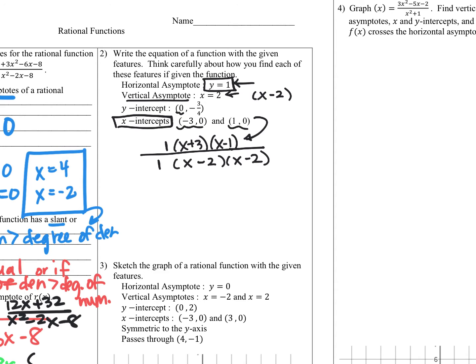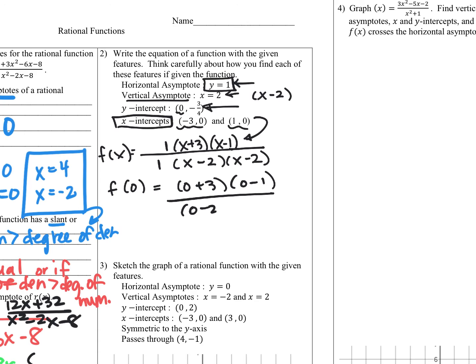And so it looks like so far this is going to be my function, but I want to check that my y-intercept does come out to be negative 3/4. Plugging in a 0 here, we get 0 plus 3 times 0 minus 1 all over 0 minus 2 times 0 minus 2. On the top, the zeros will go away, so we're going to have a negative 3. On the bottom, we're going to get a positive 4. So we get negative 3/4 like we wanted. So we would say that our function is this guy.